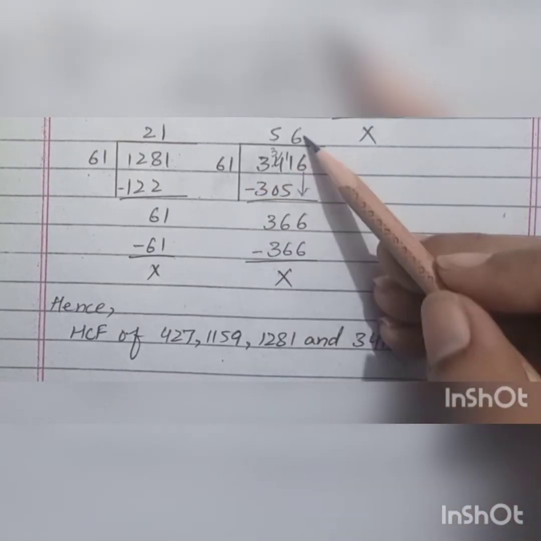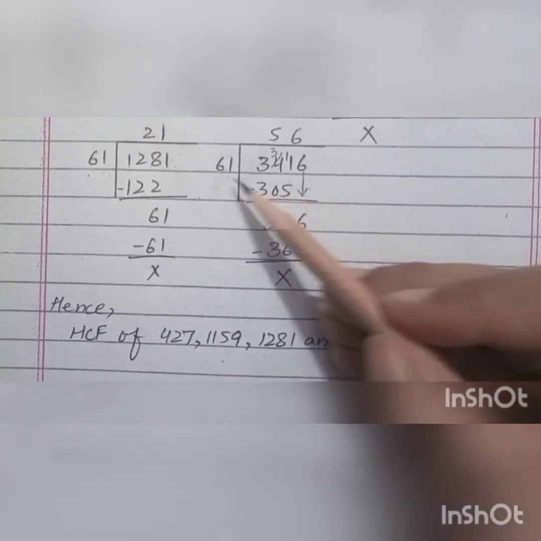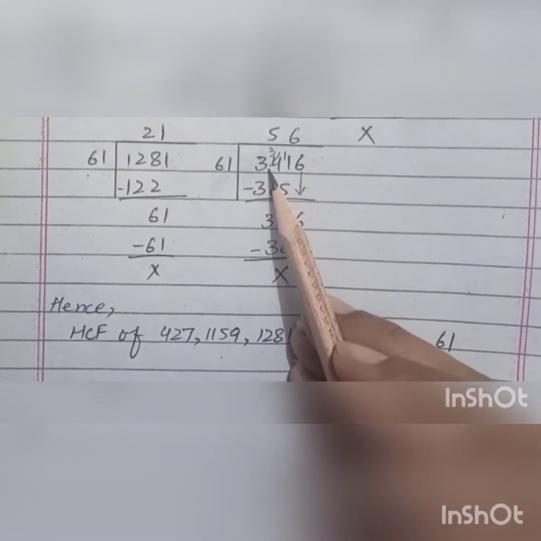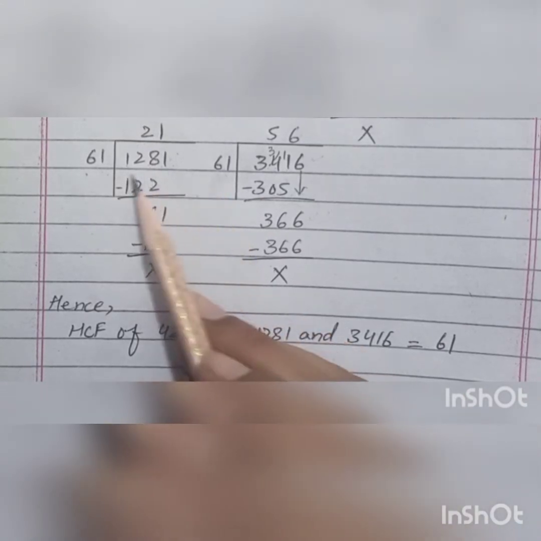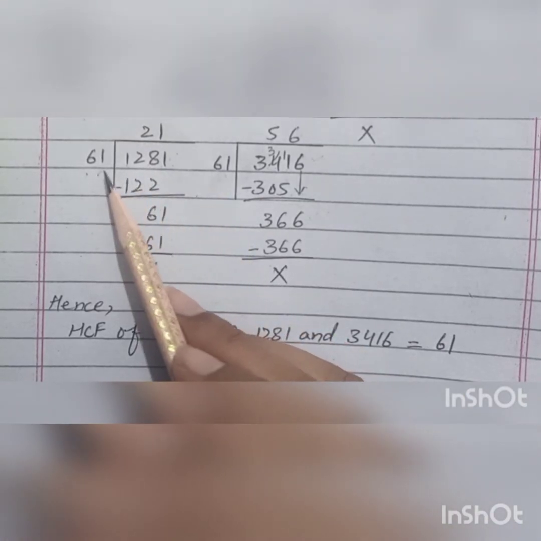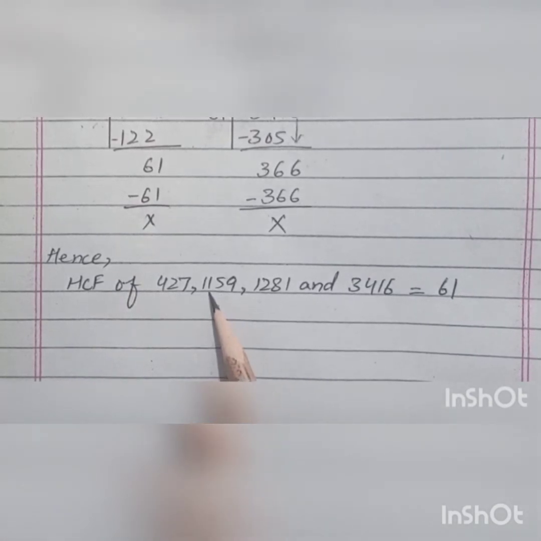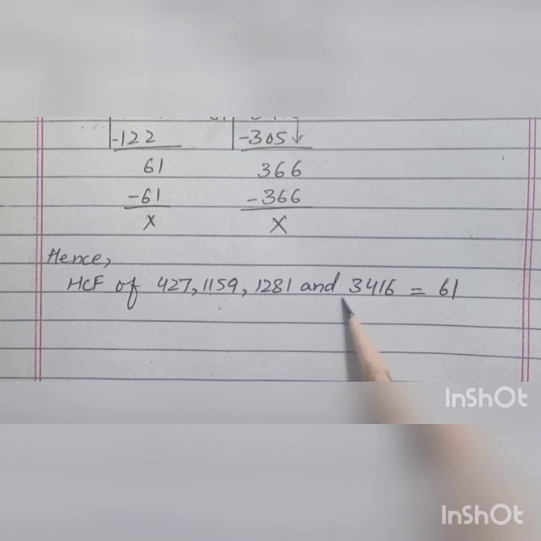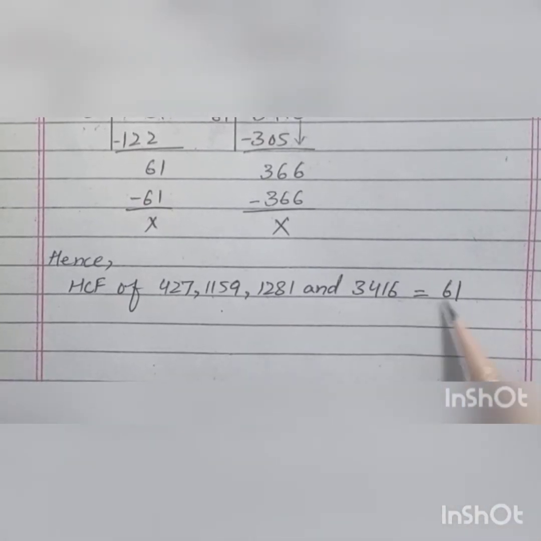Now 61 multiplied by 6 is equal to 366. It is completely divisible by 61. We show that 3416 and 1281, both of these numbers can be divided by 61. Hence, the answer is: HCF of 427, 1159, 1281 and 3416 is equal to 61. These four numbers can be divided by 61.